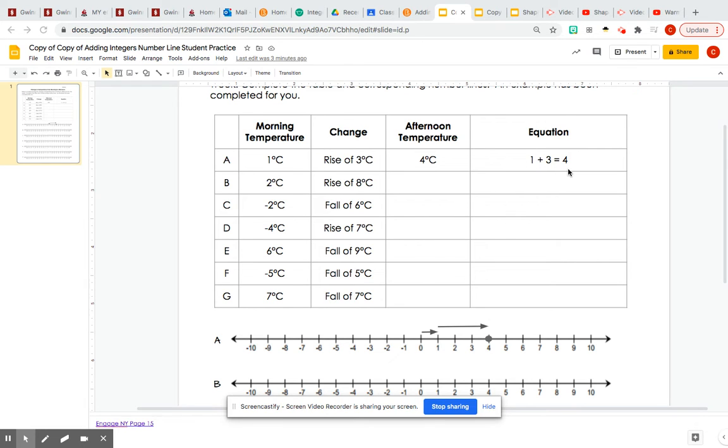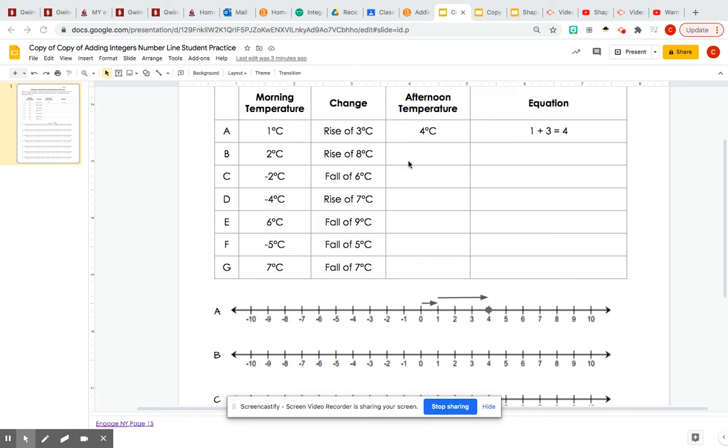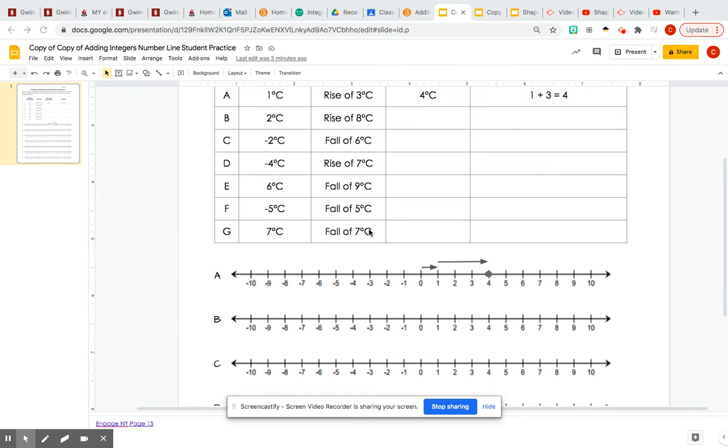And that's not too tricky for you guys because you've been dealing with positives for a very long time. So that wasn't too much for you to think about. So I'm going to skip letter B, and you guys can do it. I'm going to do letter C just so that you have an idea of one that's not all positive numbers.